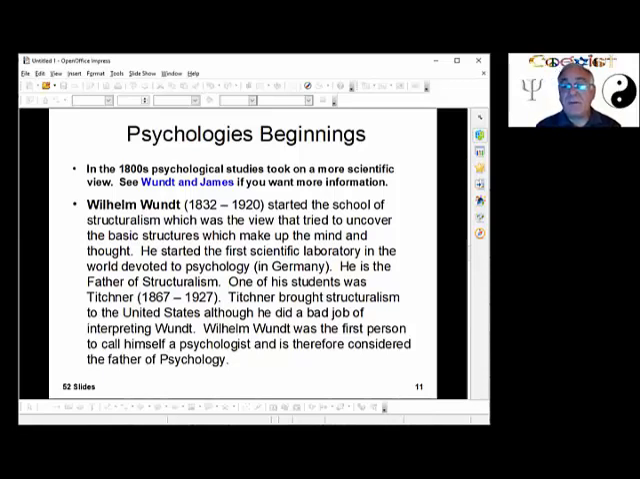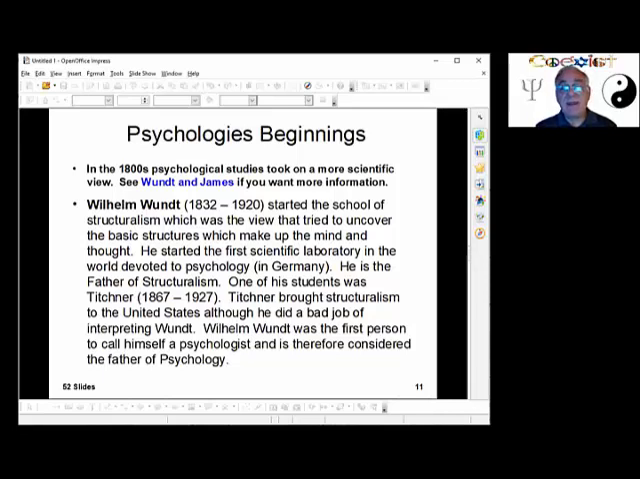Wilhelm Wundt was the very first person to call himself a psychologist in a paper, so really that's where psychology begins, and certainly that's where scientific psychology begins. So we consider him the father of scientific psychology, Wilhelm Wundt.